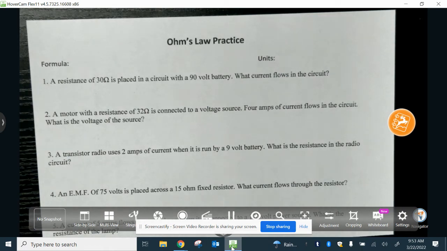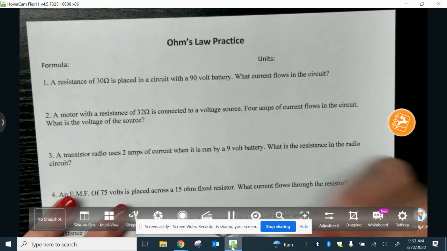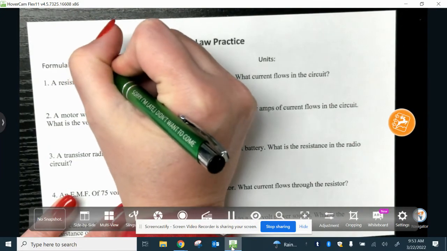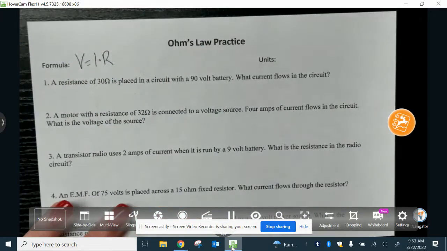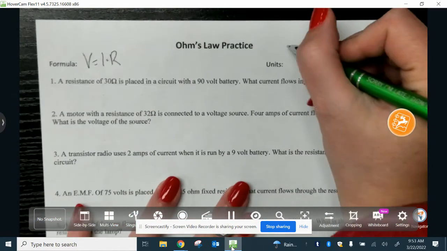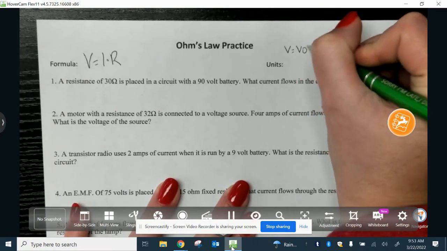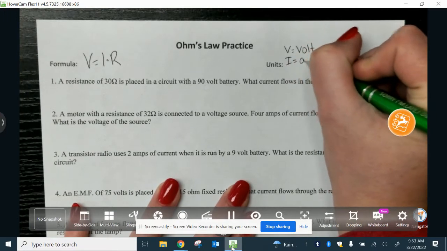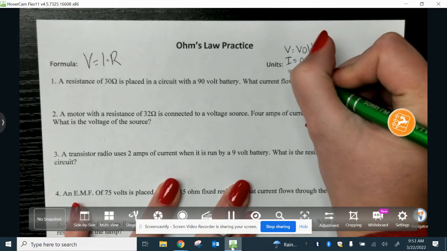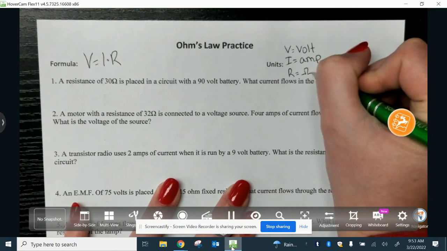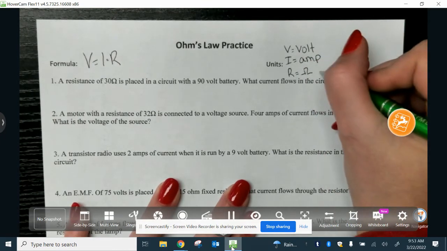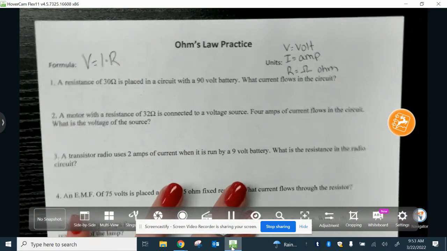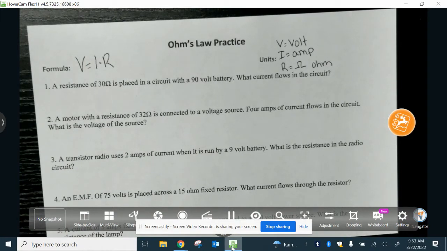So, Ohm's law practice. Our formula, V equals I times R. Our units for V, it's going to be volts. I is an amp. R is the omega symbol, and it's called an ohm. Either you write out the omega symbol or you write out ohm. That's the same thing, so it does not matter.